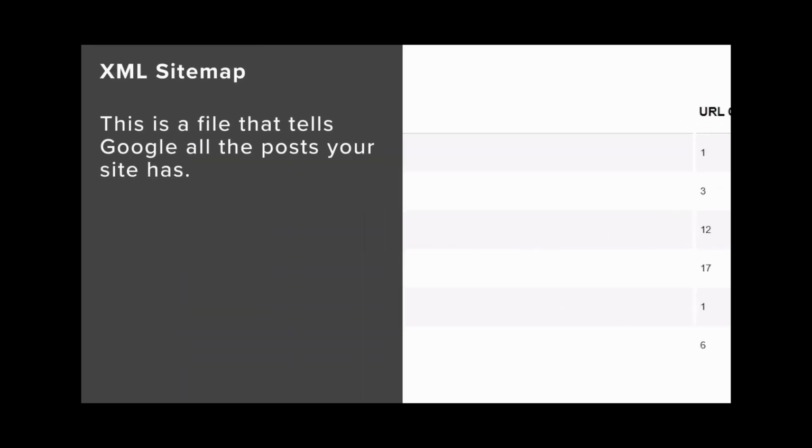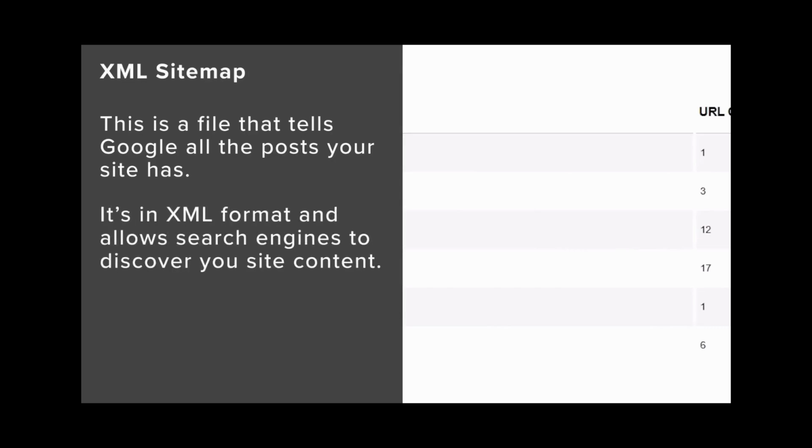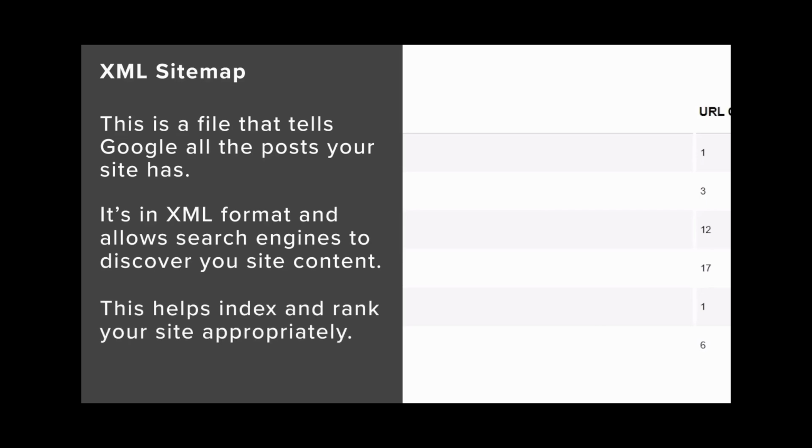The next thing we want to do is add an XML sitemap to Google Search Console. An XML sitemap is just a file that basically tells Google all of the posts that your site has. It's in XML format, and it allows search engines like Google to easily discover everything that you have on your website, so it can index it and rank it in their search engines.